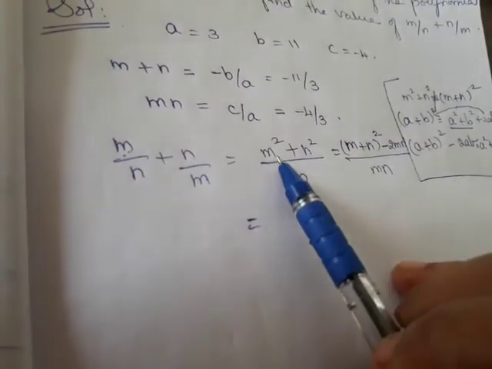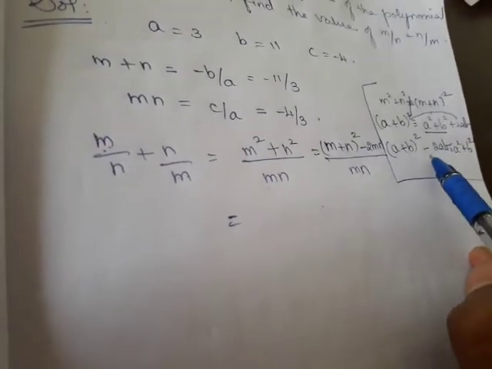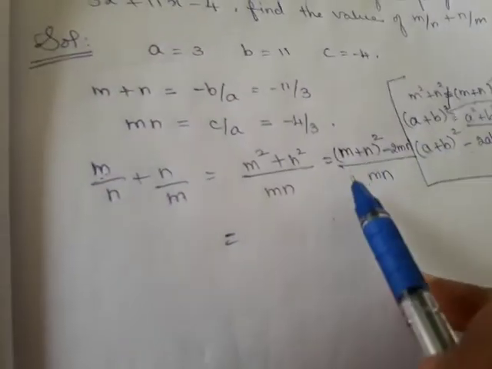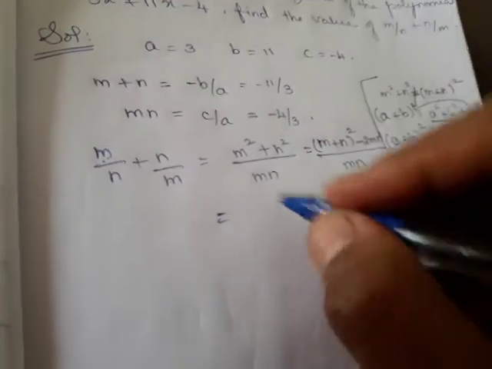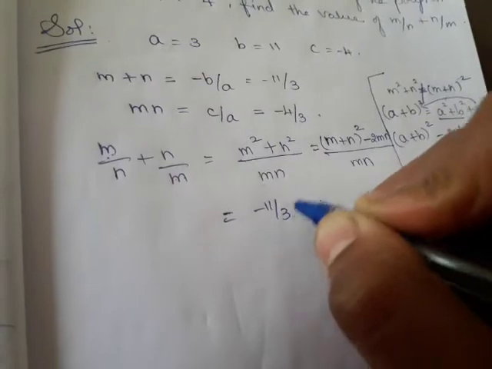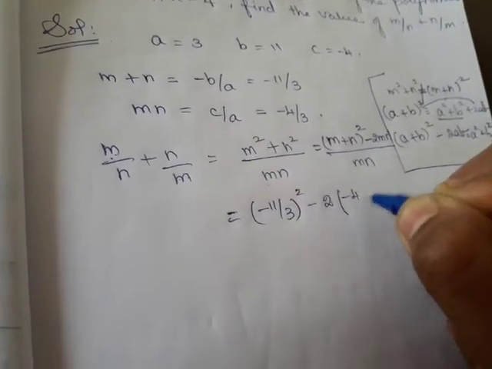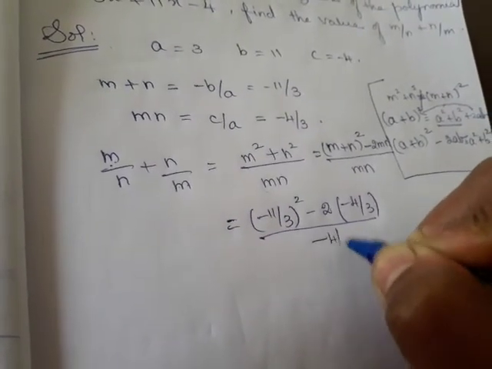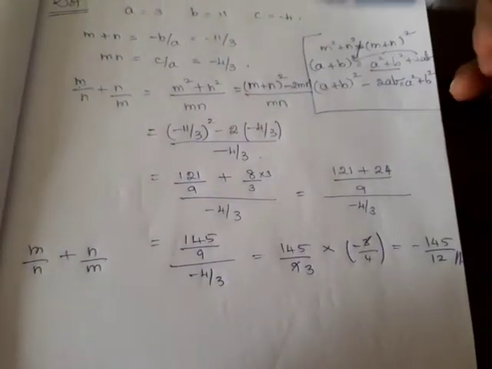So substitute all the values and solve it. Always you should know a square plus b square is nothing but a plus b the whole square minus 2ab, because we know the value for a plus b and ab only. You should know all these things at your fingertips, then only you can solve the problems. Now m plus n, what is the value for m plus n here? Minus 11 by 3 the whole square minus 2 into, what is the mn value? Minus 4 by 3, divided by the mn value, which is minus 4 by 3.